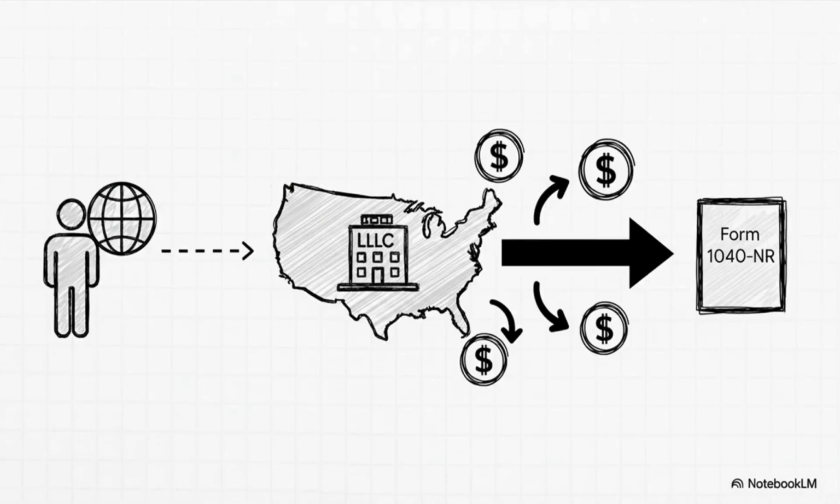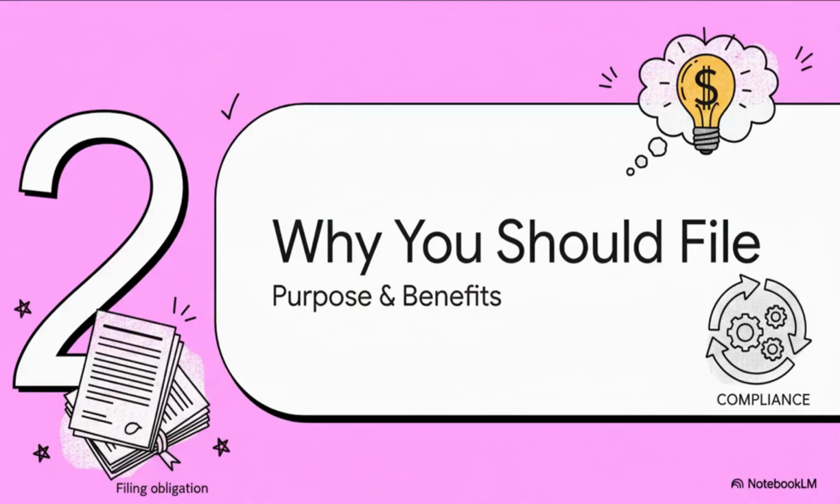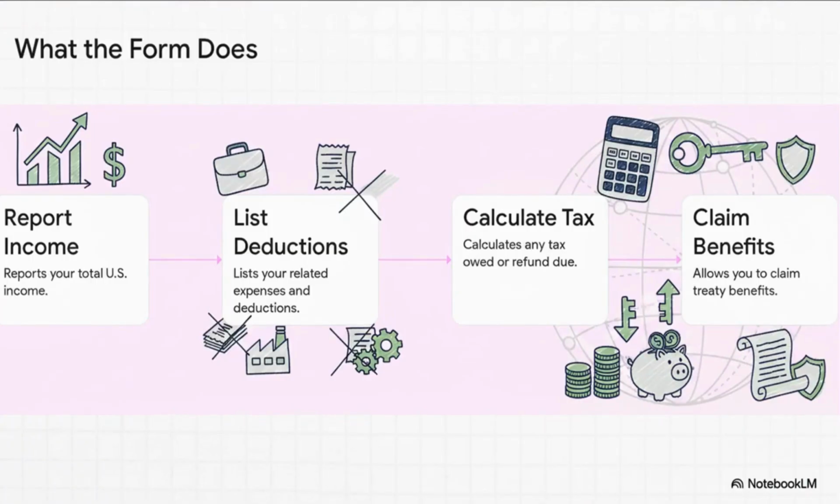Let me give you a super common example. Let's say you live outside the U.S., but you own a U.S. LLC, and that LLC sells stuff to customers in America. All that money you're making is directly tied to that U.S. business. And what does that mean? It means you've got to report it using a Form 1040NR. Now, I know what you might be thinking. Another form, what a headache. But look, filing isn't just a chore. It's actually in your own best interest. So let's talk about the why, the purpose behind it, and the actual benefits you get from staying on top of this.